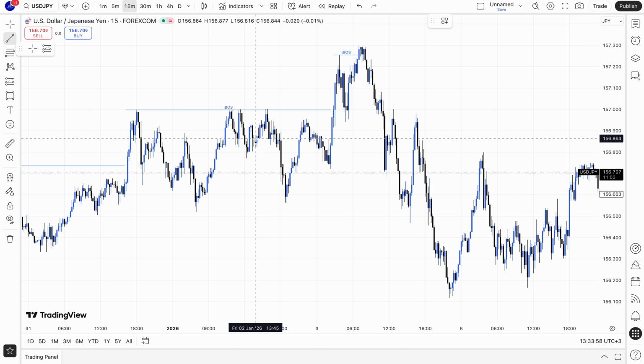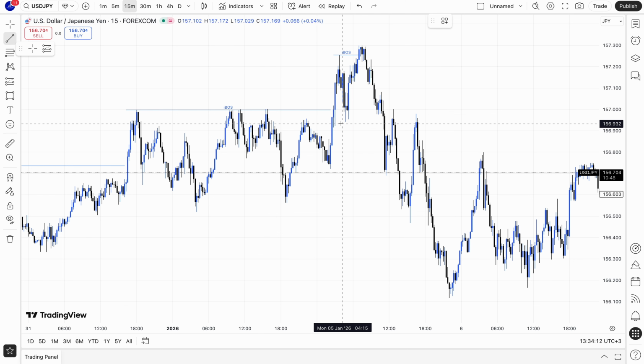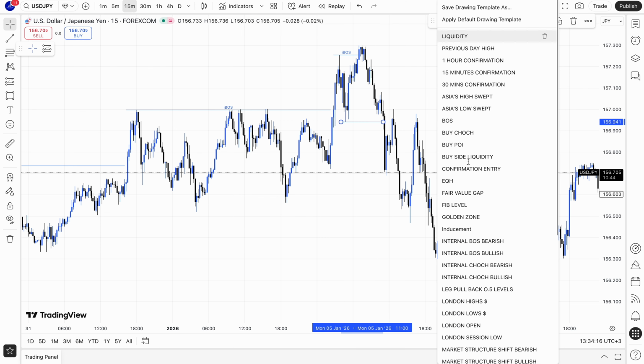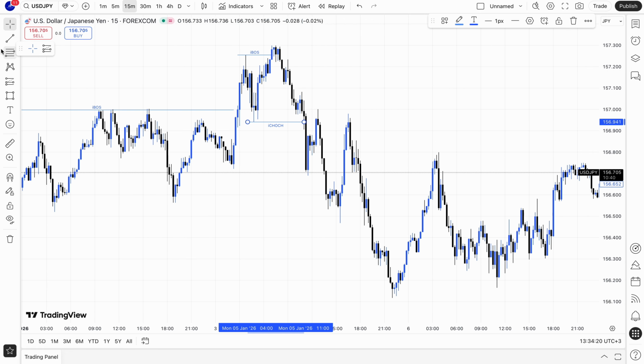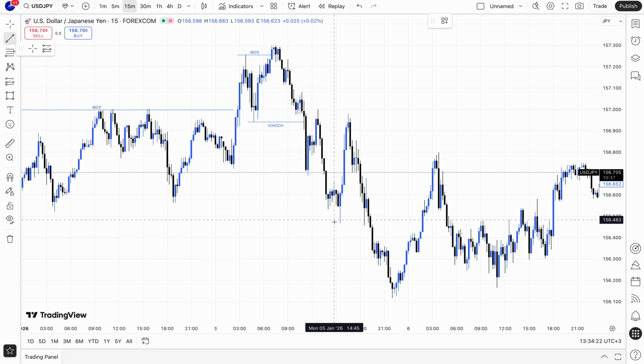The most important thing is just to master your strategy, to master your edge, and to simplify it. Don't overcomplicate trading just because you see those crazy lines on the other charts. You just need a very simple strategy and edge. You don't have to complicate this. Then have our change of character to the downside. Then our break of structure to the downside.